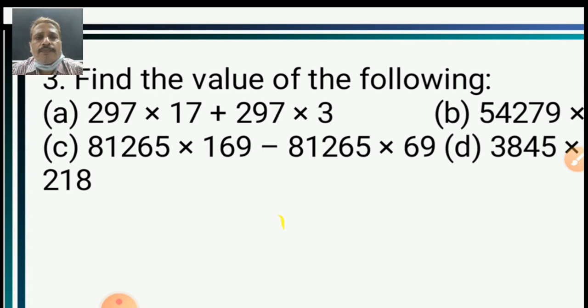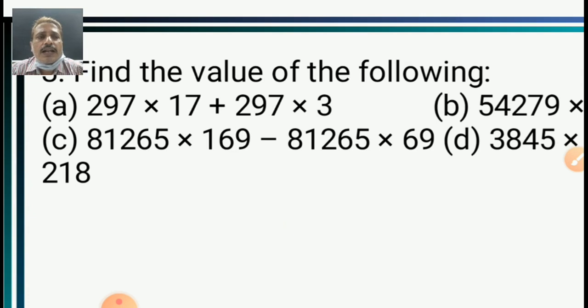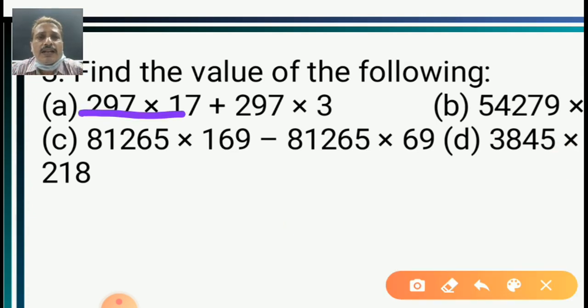A question is here. 4 numbers are given. 297 multiplied by 17, plus sign. Be careful regarding this one, students. Yes, 297 multiplied by 3. So two numbers are in multiplication and then both are joined with a plus sign. Good. What do we have to do for this one? Yes, my dear students, something is common in both products. 2 groups are there. In these 2 groups, observe what is common. Yes, 297 in both. Both products have 297 in common.